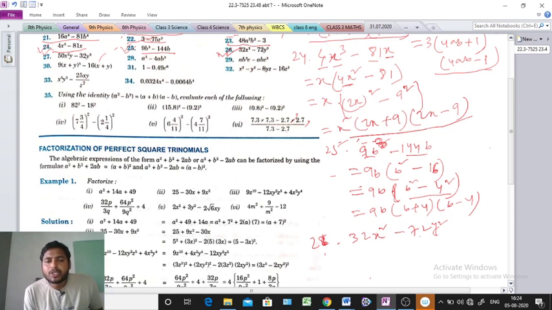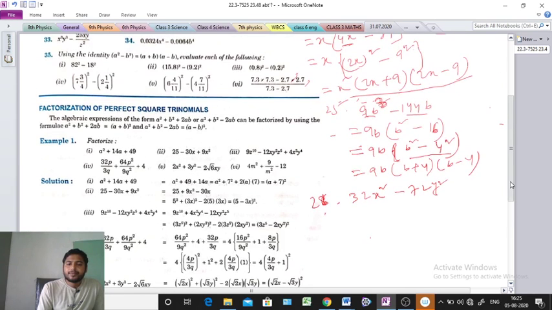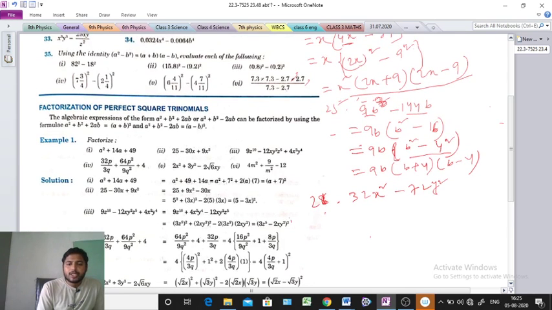Yes, both are square. Okay, so what to do, sir? Is there any common portion? Check it once, a common portion is there. Yes, 32 and 72 are divisible by 2. Divisible by 4 also. Yes, divisible by 4.